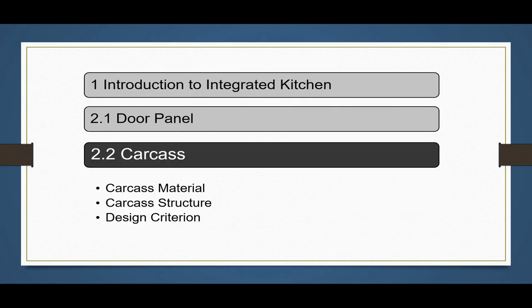So today we're going to study the carcass in three parts: the carcass materials, the carcass structures, and the basic design criteria of the carcass. So let's get started with the first part, the carcass material.